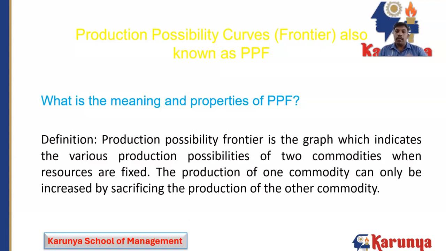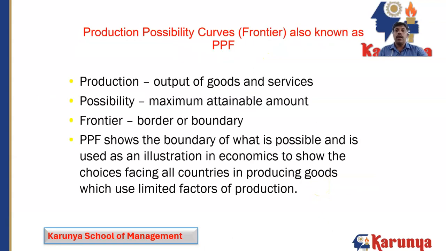So here, what is the production possibility? This is a frontier. It is a graphical representation that we are going to deal with. The production possibility frontier is the graph which indicates the various production possibilities of two commodities when resources are fixed. The production of one commodity can only be increased by sacrificing the production of the other commodity. This is clearly indicated as the trade-off. We need to forgo one good to receive another good. This is what we are going to study throughout this.